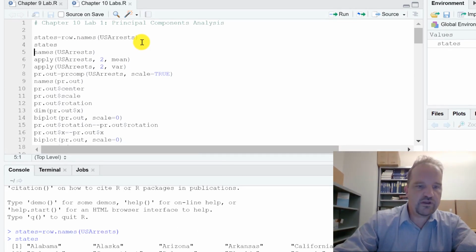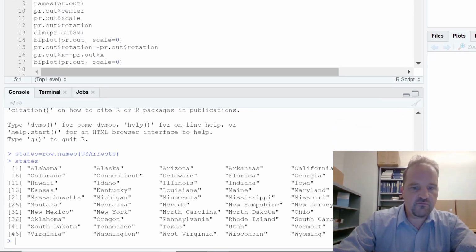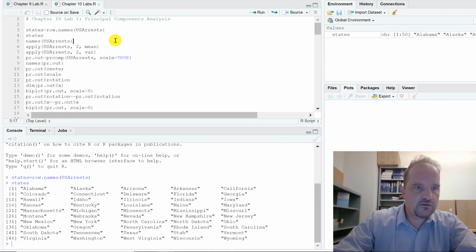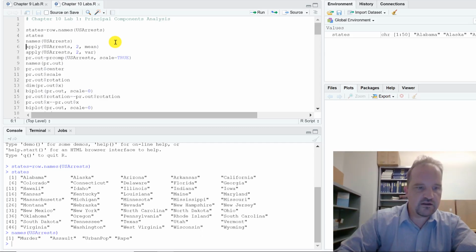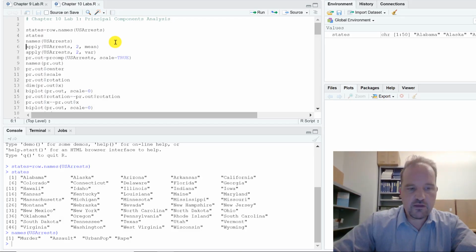And we can look at the row names. Down here we see the row names correspond to the United States in alphabetical order. We can take another look at the dataset, and we use the names command on the dataset. That gives us the names of the feature variables, and there are murder, assault, urban population, which is the percent living in urban areas, and rape. For the three crimes, the values are the number of individuals committing those crimes per 100,000 people in the state.